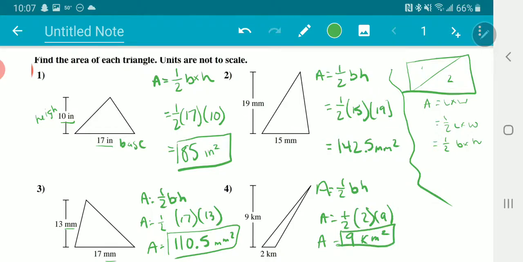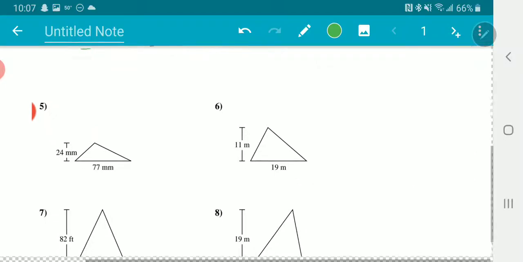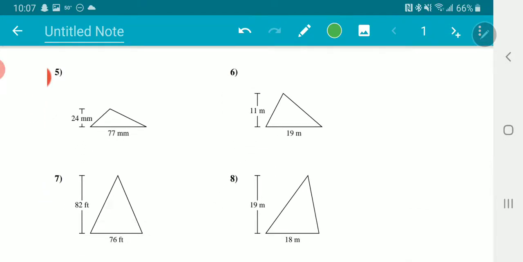For your homework, you're going to have a couple of independent practice questions, and those are going to be right here. You're going to find me the area for 5, 6, and 7, using that formula, area equals 1/2 base times height. So go ahead and pause the video here. Try these questions on your own. Show all of your work on a separate sheet of paper and submit your answers on Google Classroom.